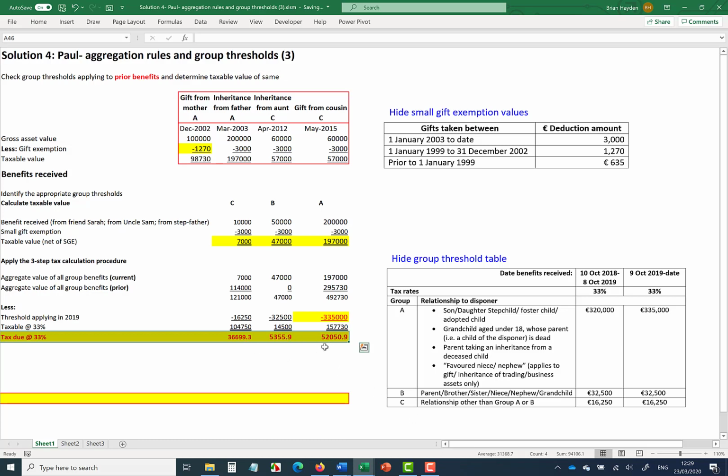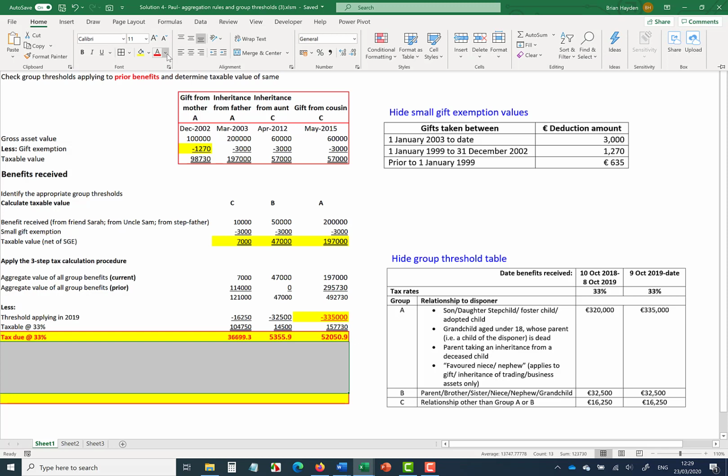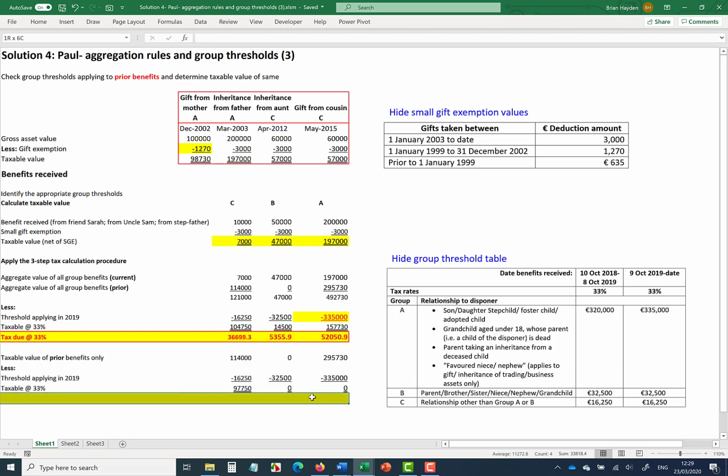So pretty big numbers, but remember we then have to do the calculation stripping out the current benefits and see what the tax is on those. So we're just looking at the prior benefits in this next calculation, and comparing those to the threshold. So again, this should be very easy once you've got the previous step done. So 114, 0 and 295, just taken from above. Same thresholds, 16, 32.5 and 335. So there is a taxable amount there under group C, nothing under group A or B.